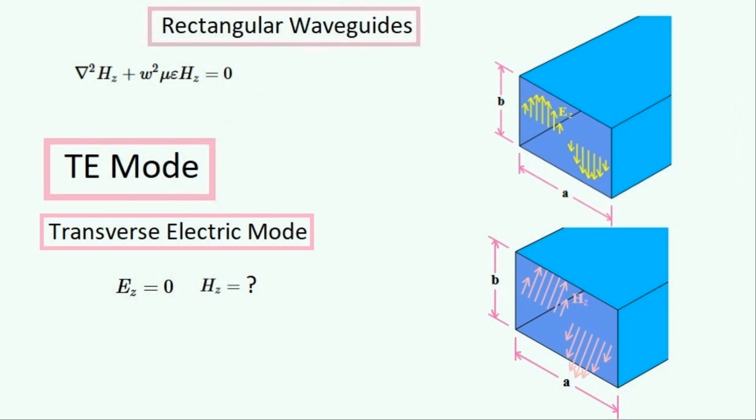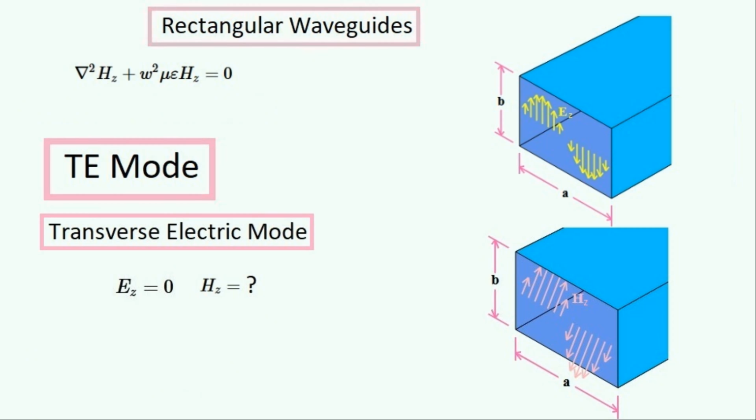Hello and welcome to part 3 in this series on rectangular waveguides. In this video we'll calculate HZ for the TE, or transverse electric, mode. This is a little bit more complicated than for the TM mode.